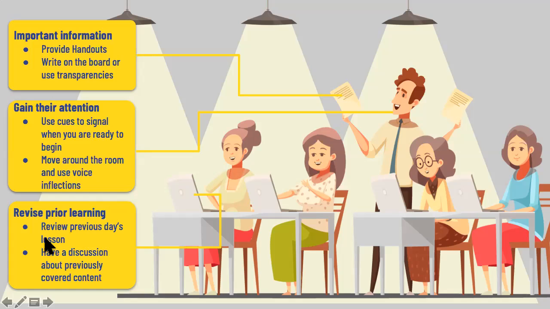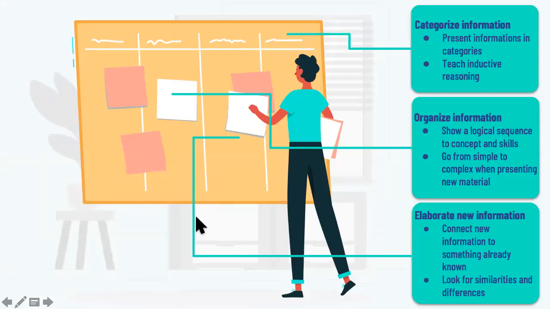So sometimes in the instructions, we revise prior learning. So we review the previous day's lesson, and also we have some discussion based on the previously covered content. That is to activate the prior knowledge. Okay. So as an effective instructor, we will remember to remind learners about the prior knowledge. So this is a good practice, due to the influence of the theories of information processing.